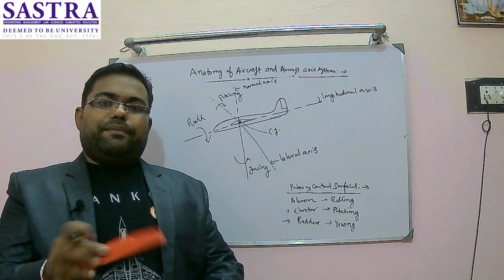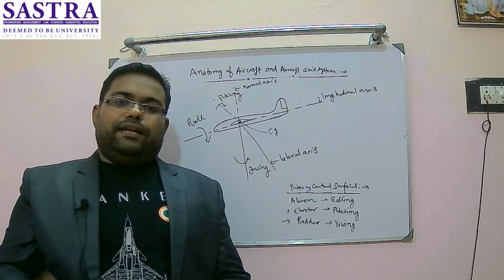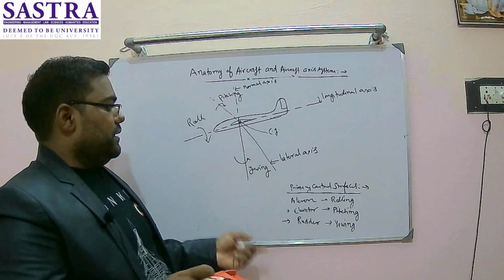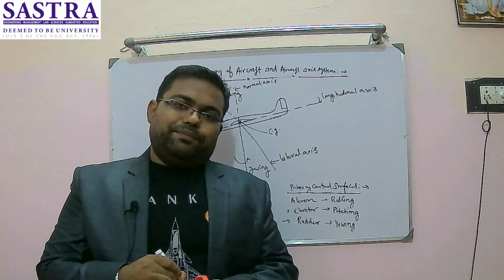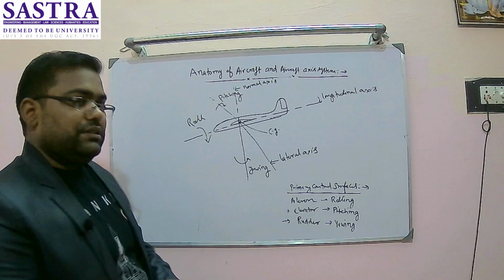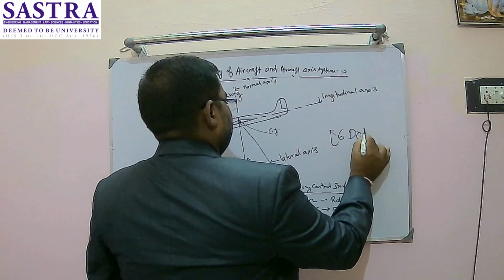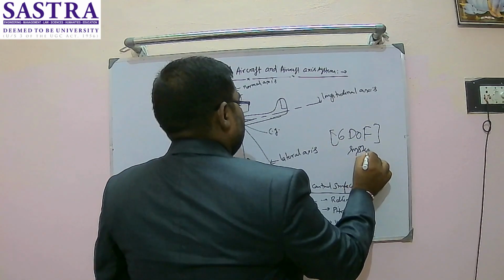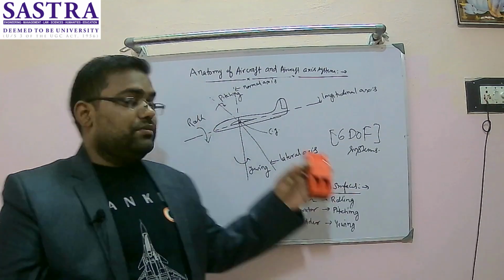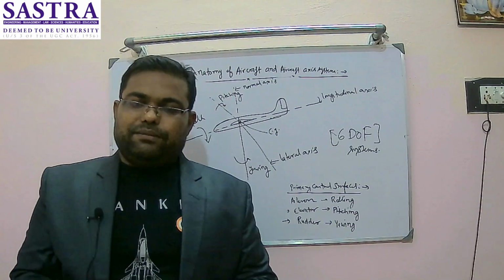So three motions will be happening about three different axes. Longitudinal axis, about that rolling; lateral axis, about that pitching; and normal axis, about that there will be yawing. These are all imaginary lines passing through the CG, and all are at 90 degrees to each other, like the three motions and three axes. So we can say an aircraft is a 6 degrees of freedom system. These are the simple basics of aircraft axes, how different motions are possible.